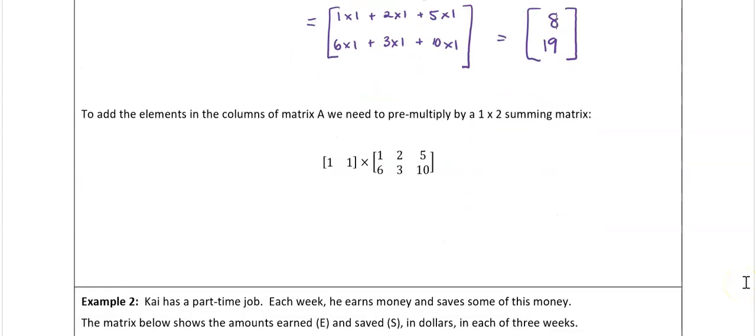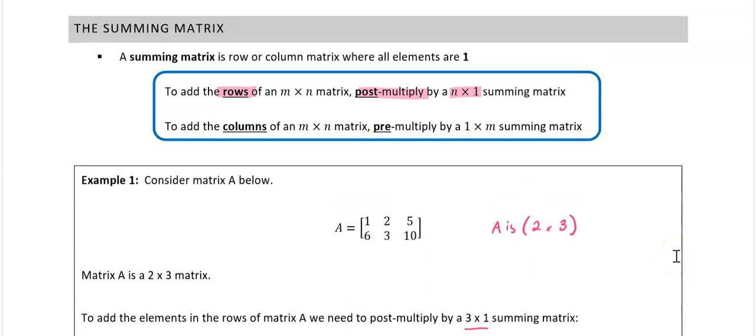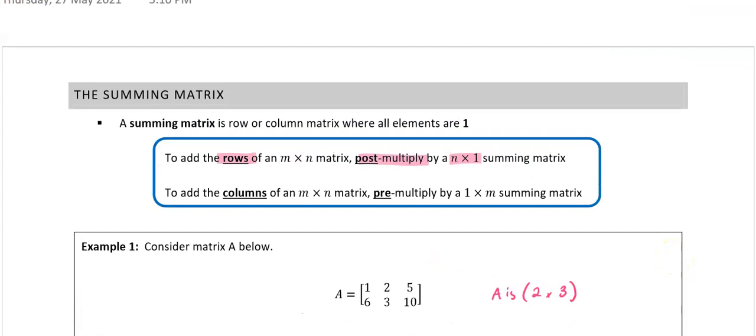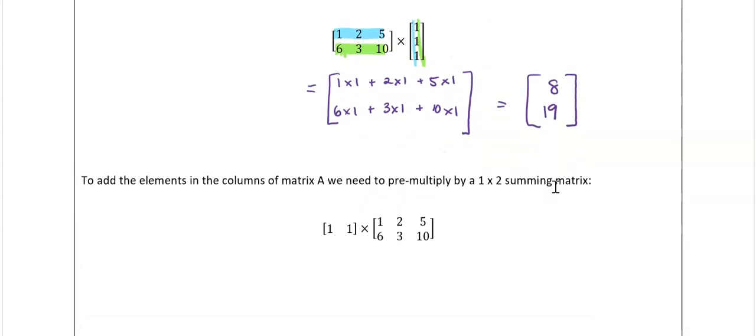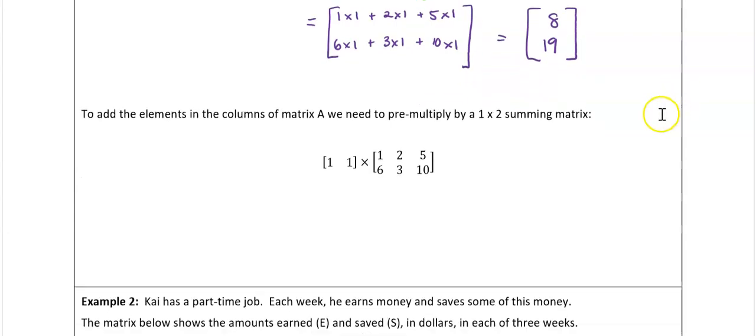Similarly, if I want to add the columns, then instead of post-multiplying, I am going to pre-multiply. So when I'm doing columns, I pre-multiply by a row matrix. The number of columns in that row matrix, to make it defined, has to be the same number as the rows in the second matrix. Okay, so again, what does this look like if we multiply it out?